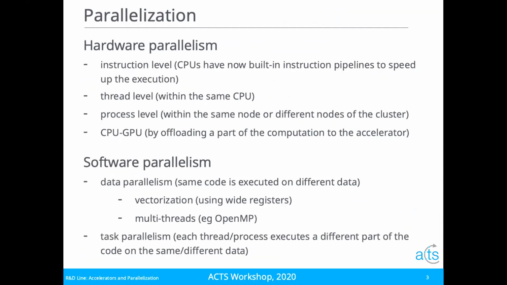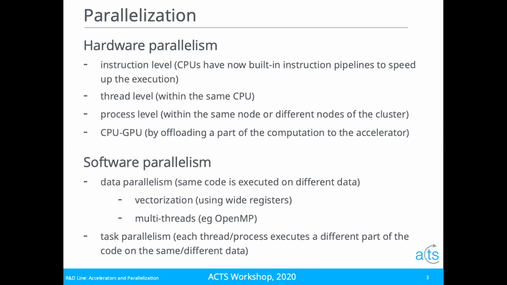If we look at the hardware parallelization levels, the lowest-level one is the instruction level. So the CPU now has built-in instruction pipelines to speed up the execution. There's also thread-level parallelization, but also process level, which involves parallelization within the same node or within different nodes of the same cluster. There's also the offloading of some part of the computation to the accelerator, and this is the relation of the CPU with the GPU.